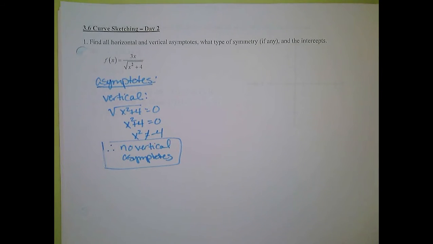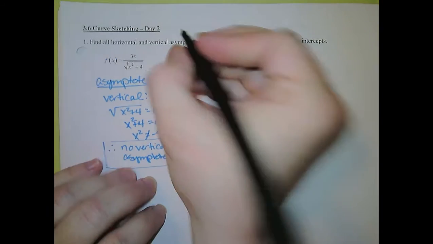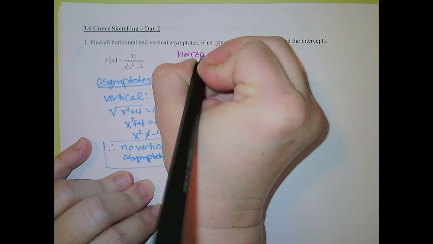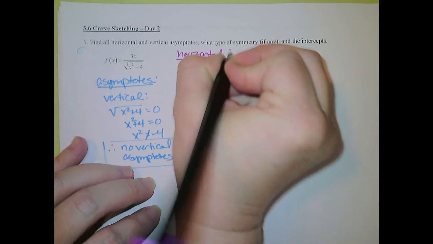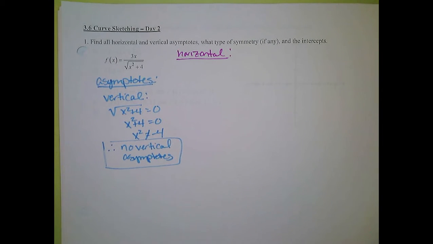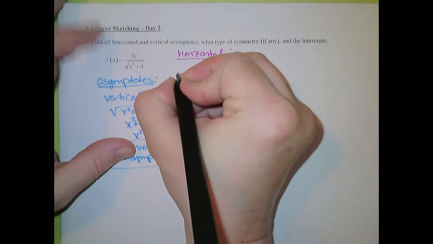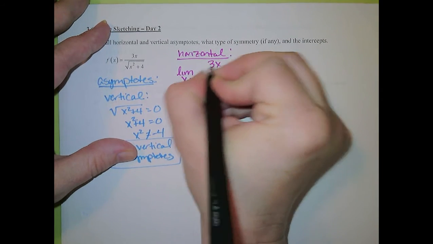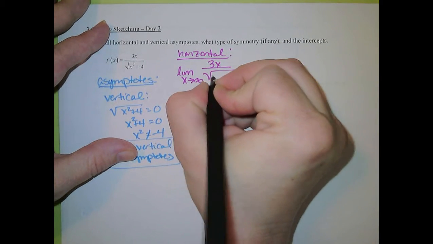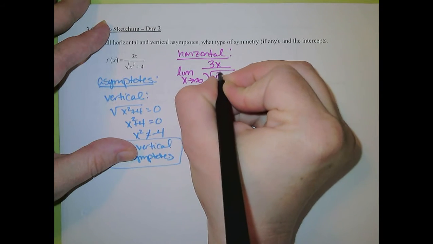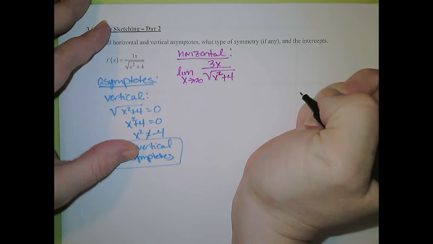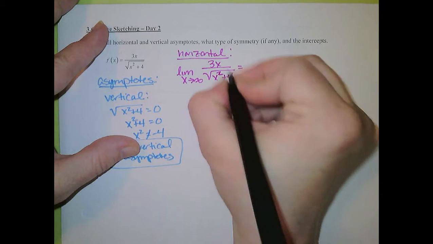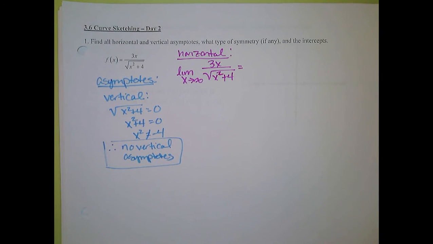To find the horizontal asymptotes, since it's not as clear what the highest degree of the numerator and denominator is, we're going to go back to using limits. First, I want to know the limit as x approaches positive infinity of 3x divided by the square root of x squared plus 4. I'm going to divide everything by the highest degree of the denominator, which is the square root of x squared.